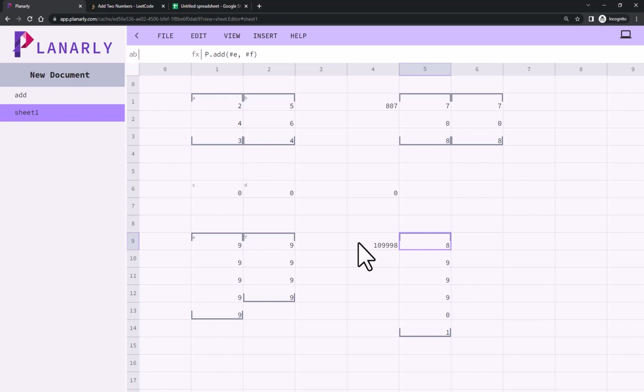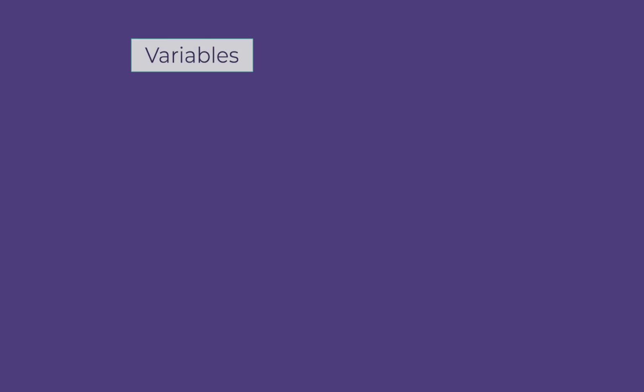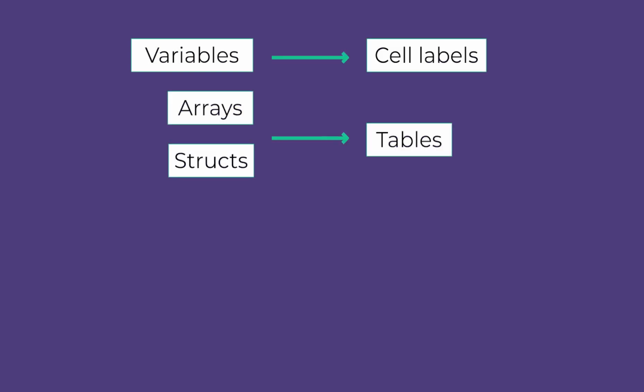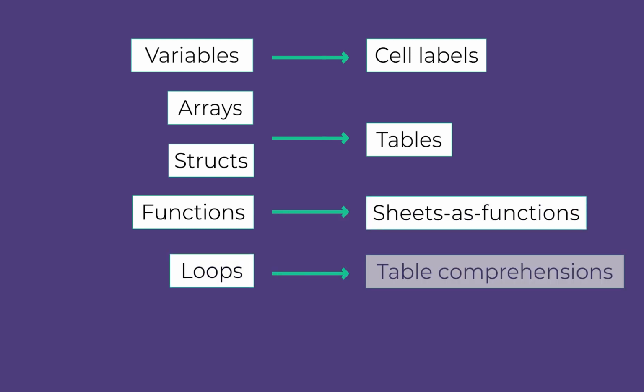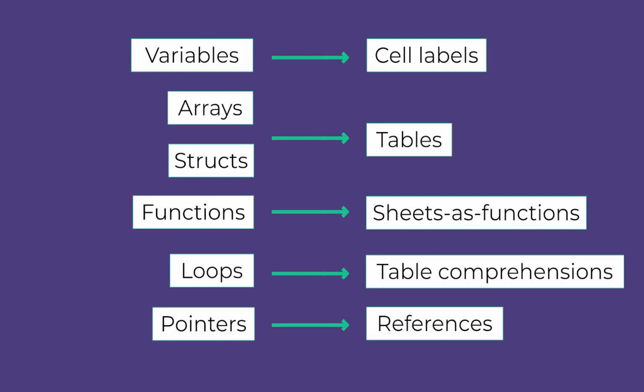I hope you liked table comprehension in Planarly. Thus far in the video series, we've seen how Planarly adapts many concepts in conventional programming to the context of spreadsheets. Variables become cell labels, arrays and structs become tables, functions become sheets as functions, loops become table comprehensions. Next week, we'll see how C pointers become references in Planarly.